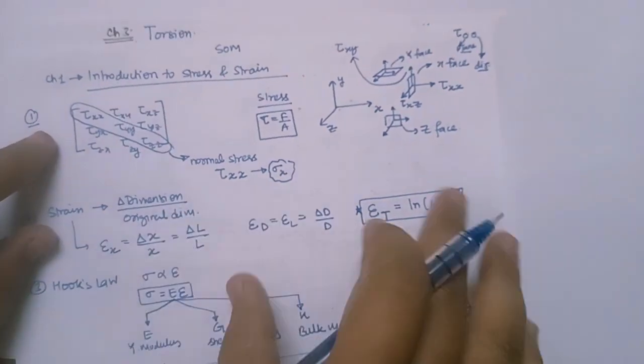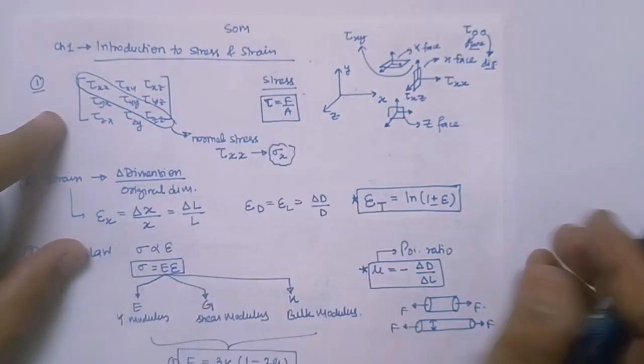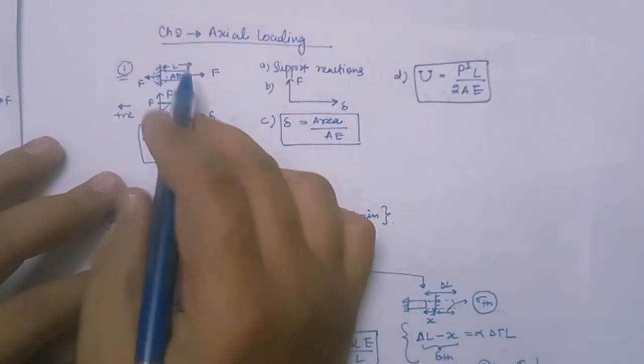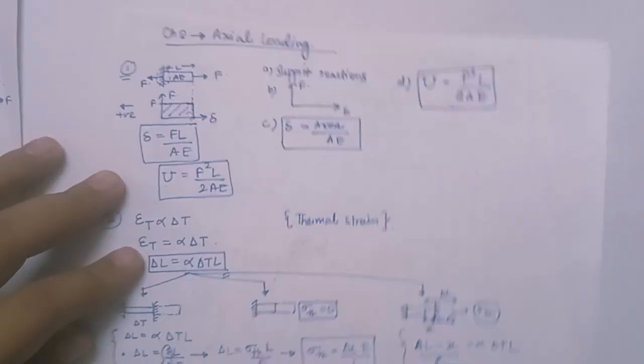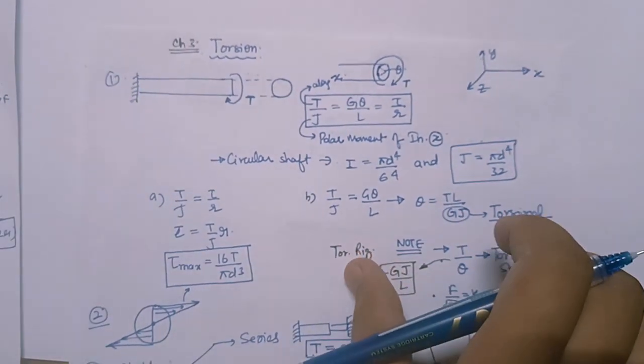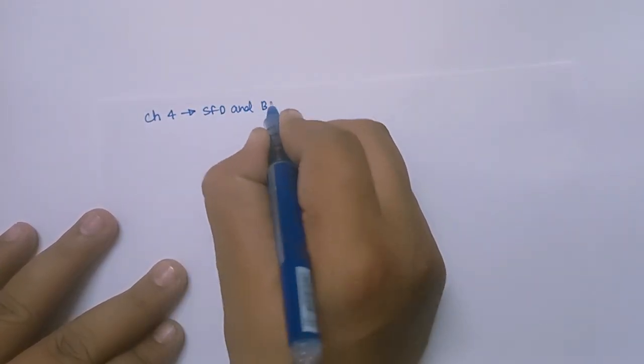Hello friends, today is lecture number 3 of SOM. In the first lecture we did the introduction to stress and strain, chapter 1, and then in the second lecture we did chapter 2, axial loading, and chapter 3, torsion. Now today we will do chapter number 4, and it is SFD and BMD.